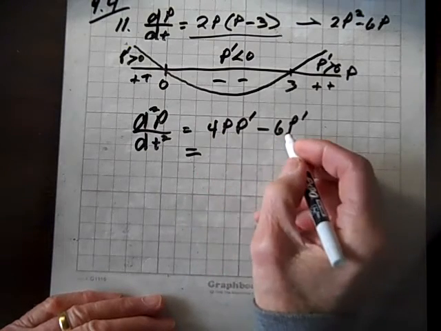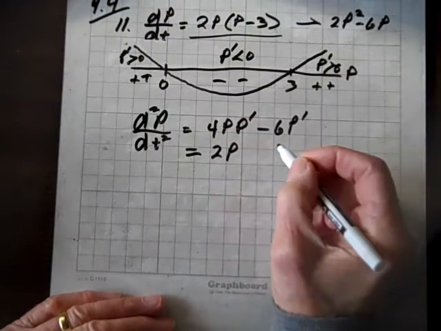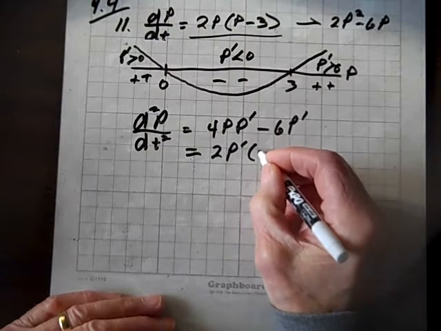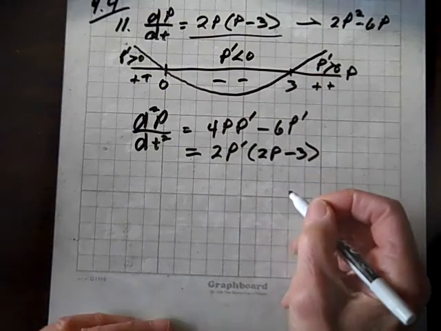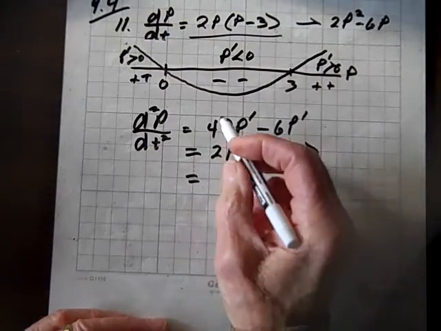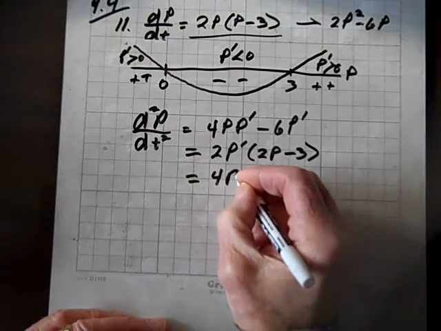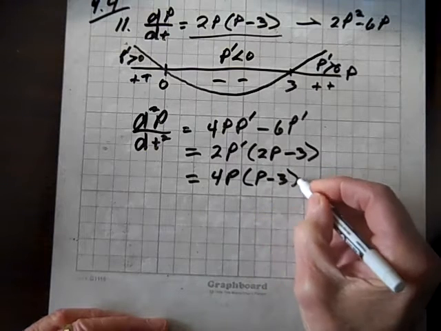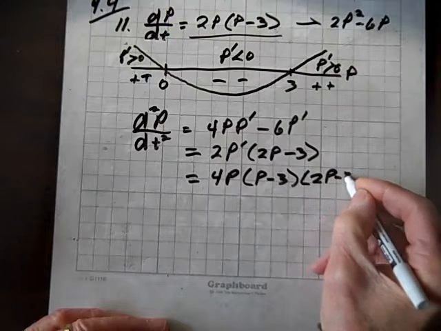factoring a 2 and a p prime out of each term, we get 2p prime times (2p minus 3). And now replacing p prime with its identity, we have 2 times 2 is 4p times (p minus 3) times (2p minus 3).